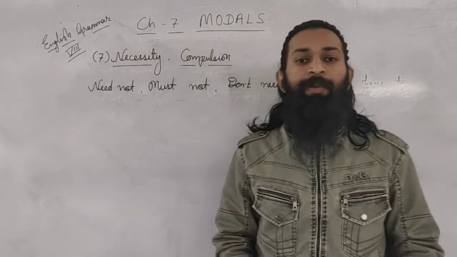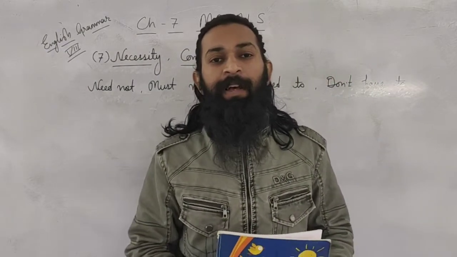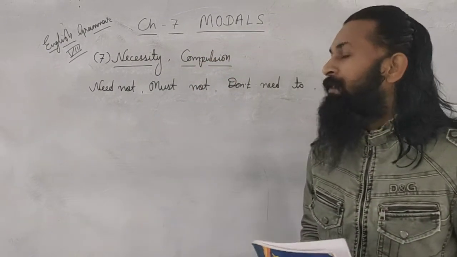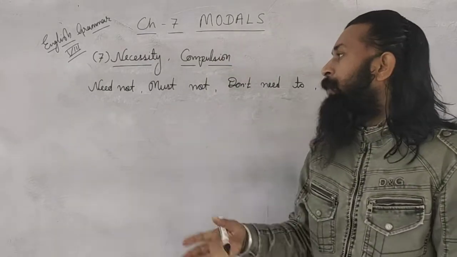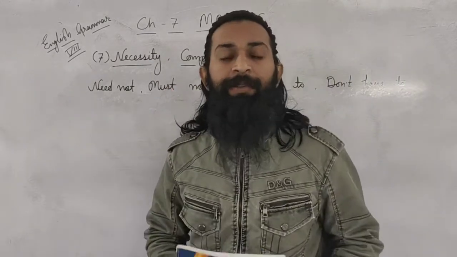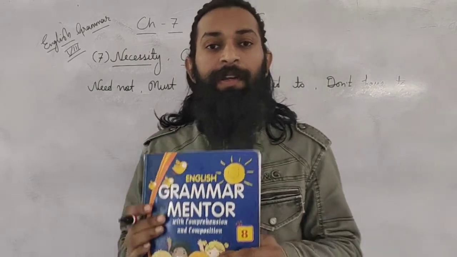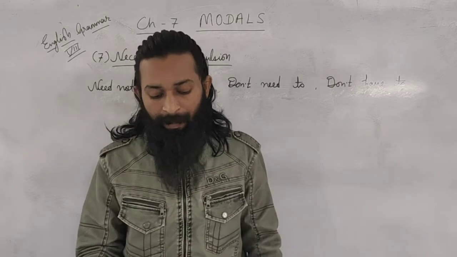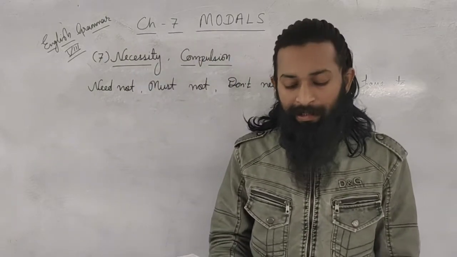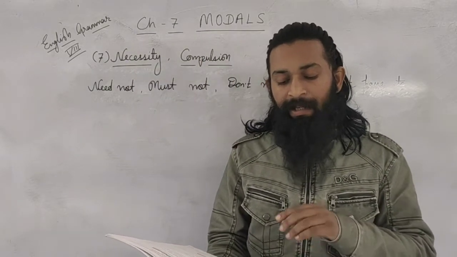Good morning, dear students. Today we are going to start our English grammar class with chapter number 7, remaining part, necessity and compulsory, point number 7. Dear students, as you know, till last class we already covered 6 points, and today we will start with point number 7, page number 62 of your English grammar book, necessity and compulsory.